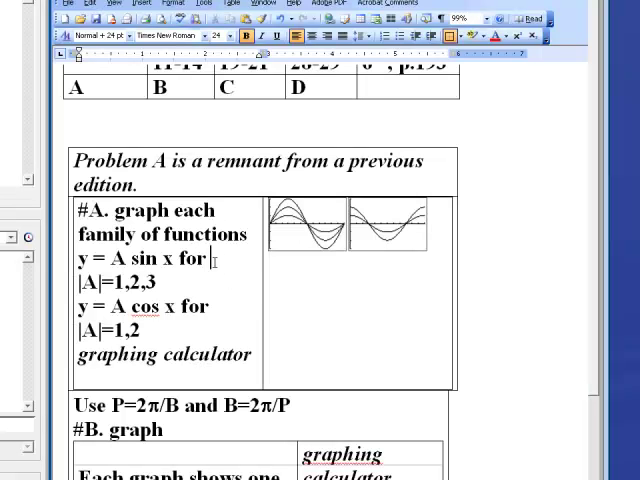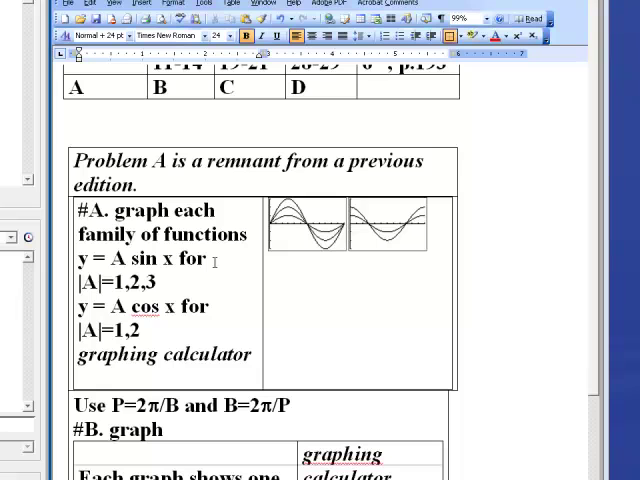Okay, welcome to the session on amplitude, period, and reflection. This is the problem session. I'm going to do 4 problems, the first of which, problem A, is actually not in the edition that's currently being used, but I figured I'm going to use it from a previous edition because it kind of gets 2-3 things done at once.